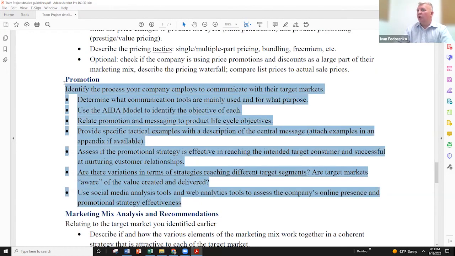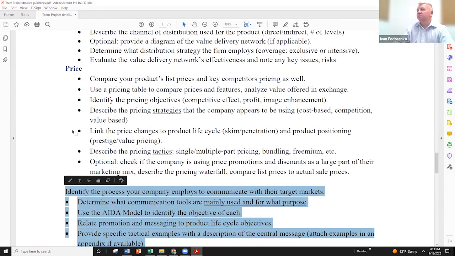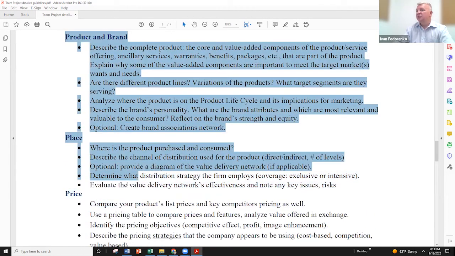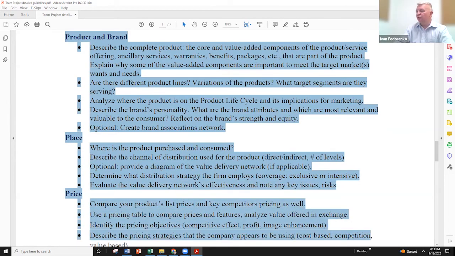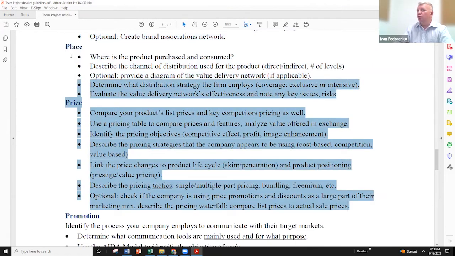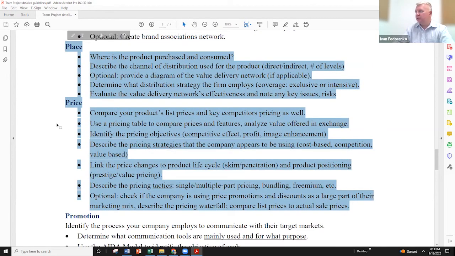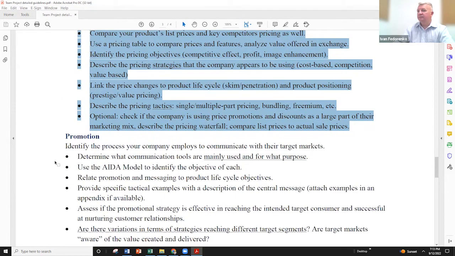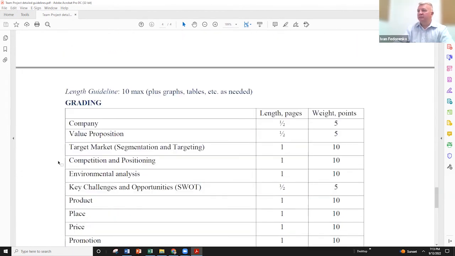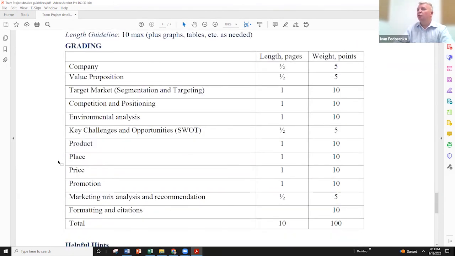On promotion and pricing and place and product, chances are you will not be able to find ready-made answers. For this part, you'll need to do your own research and dig into it. And end up with recommendations. What do you think this company should do?